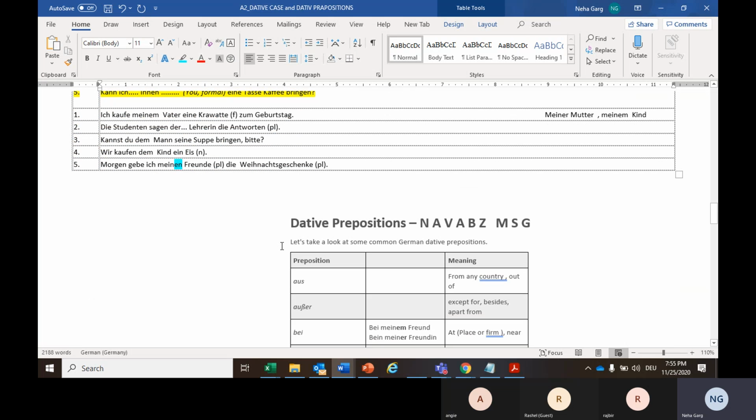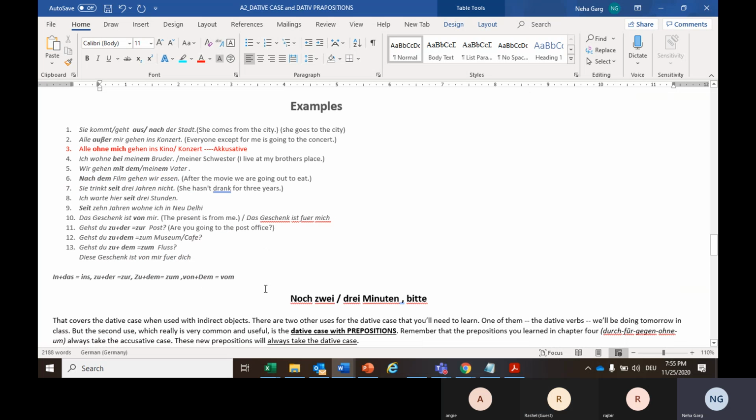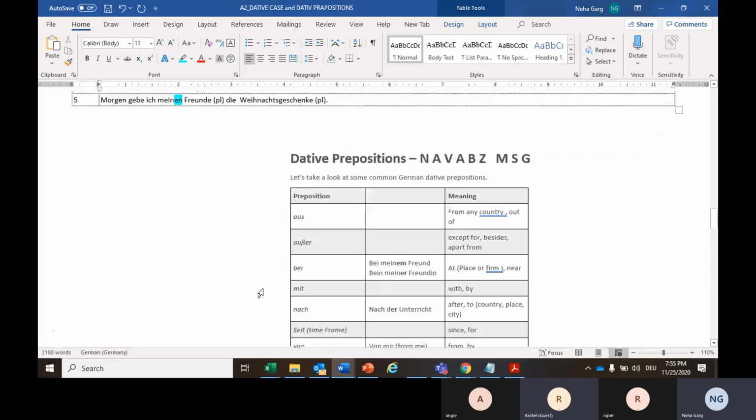Okay, then tomorrow we'll proceed further with the dative prepositions. So tomorrow we'll learn what prepositions we have and how we use them in sentences. Okay.